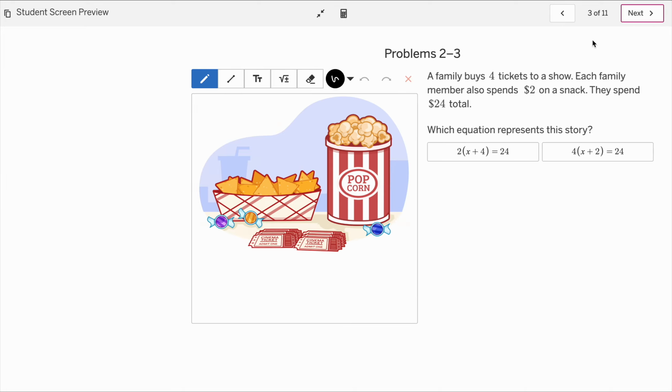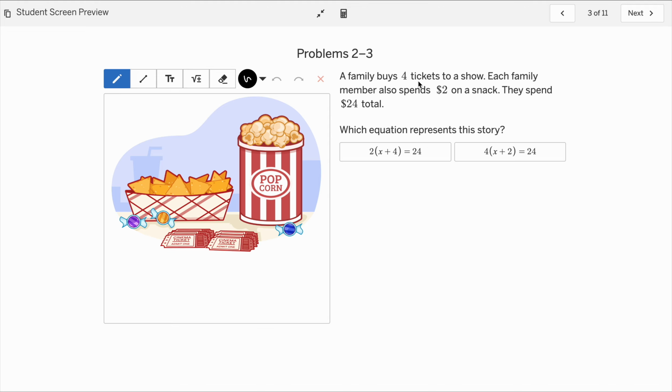Okay. So then for problem 2 and 3, it says a family buys 4 tickets to a show. Each family member also spends $2 on a snack. They spend $24 in total.